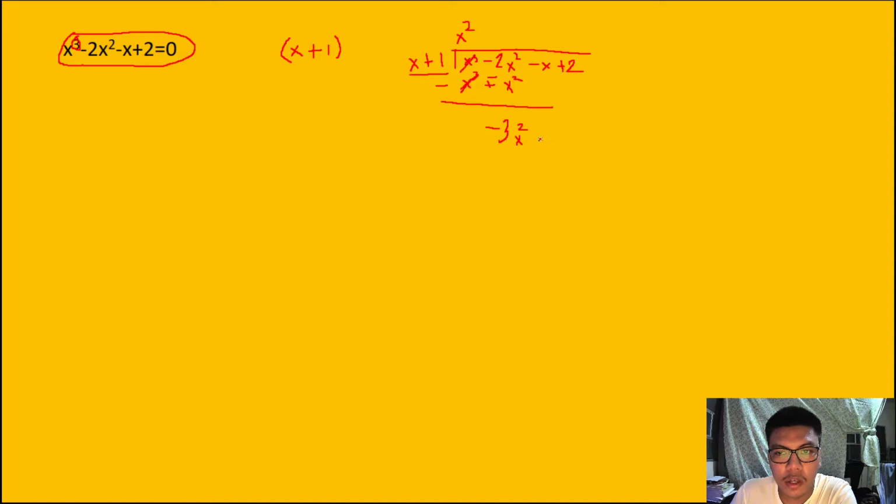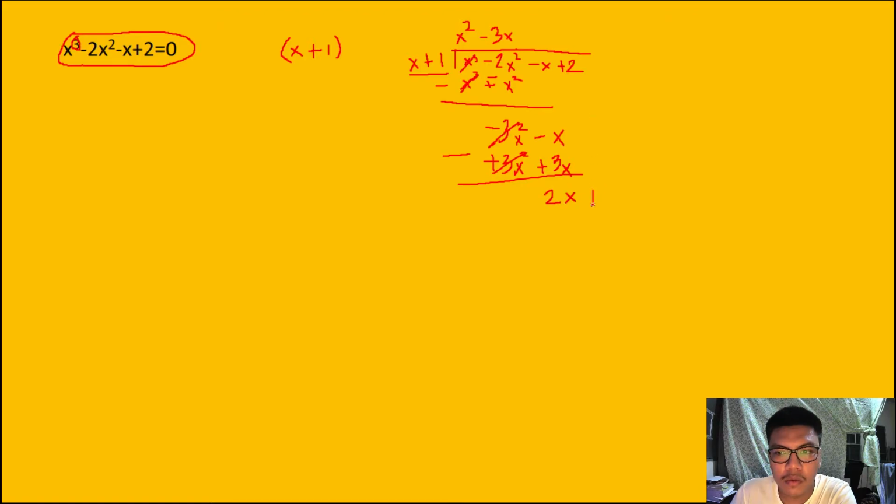Okay, then we bring down -x. So divide ulit. So we have -3x² divided by x, that is -3x. Then multiplying -3x to x, so we have -3x², times, okay, -3x times 1, that is -3x. Okay, we apply again subtraction, so ito magiging positive, then ito magiging positive din. So cancel this one, then 3x - x, that is 2x.